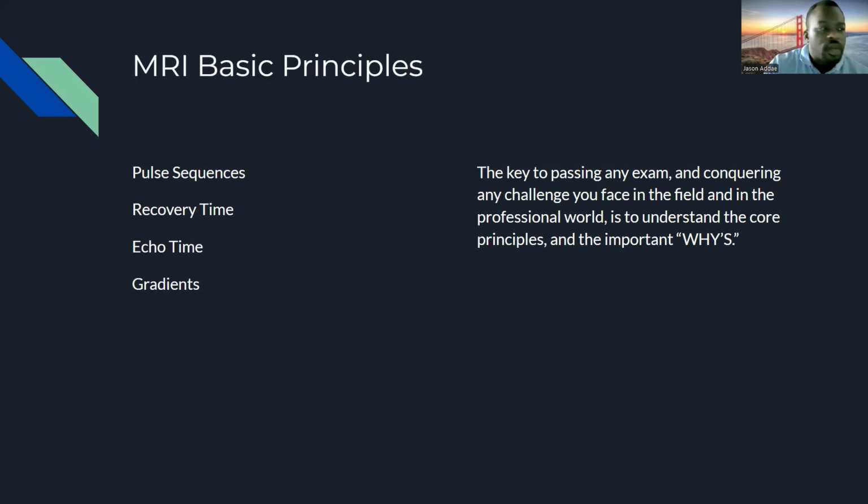As you see here, the basic principles that we're looking at when we look at MRI are pulse sequences, TR, which is known as recovery time, TE, which is known as echo time, and gradients, which are moving magnetic planes within that field. An MRI unit is comprised of a very powerful magnet, an electrical field, and a radio frequency current that is generated through this field. And all these occur in various planes.